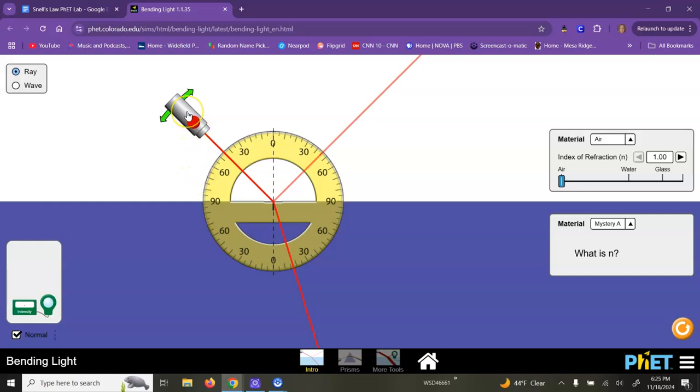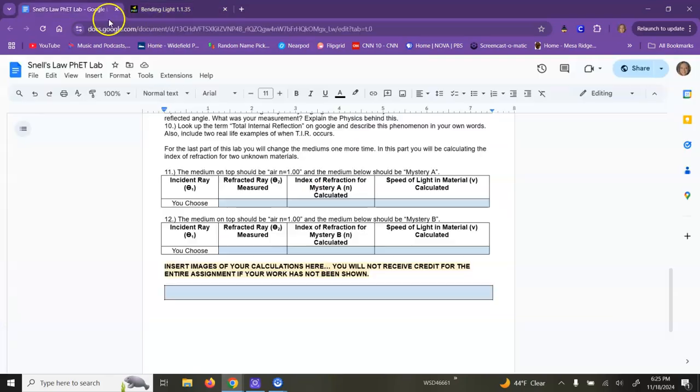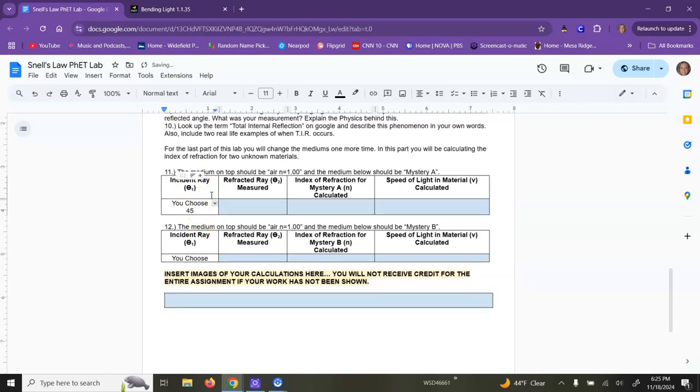And it looks like my light ray is coming in somewhere between 40 and 50. So this is probably 45 degrees. So I will come over here and I'm going to type in 45 degrees, okay? That's my angle of incidence.